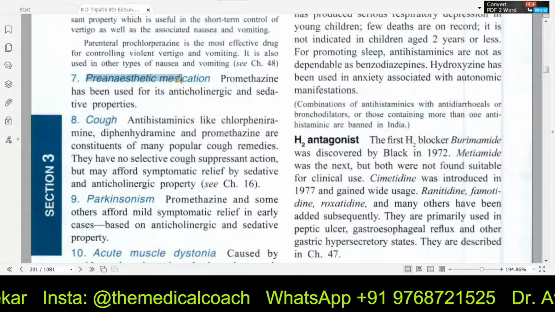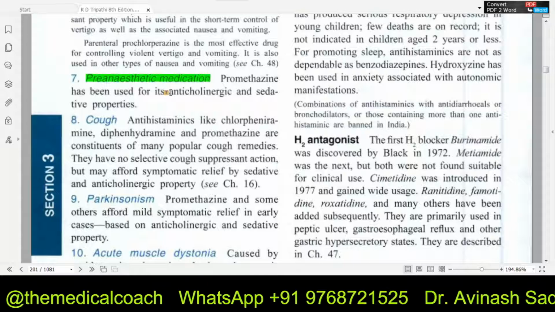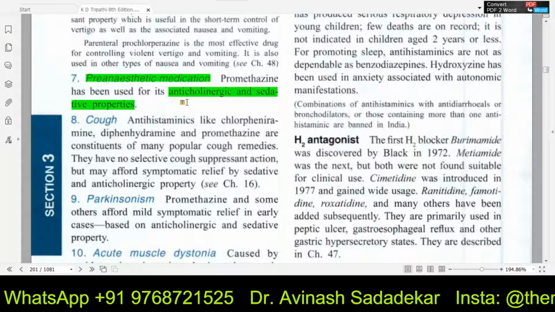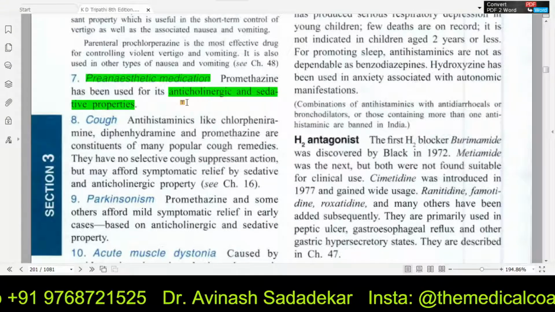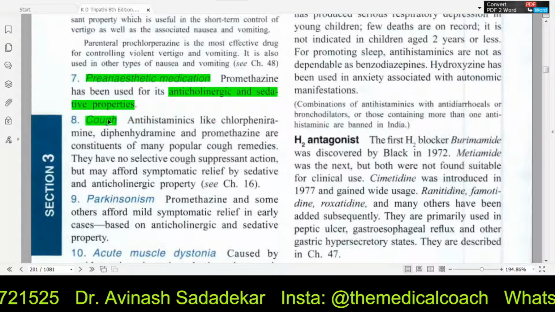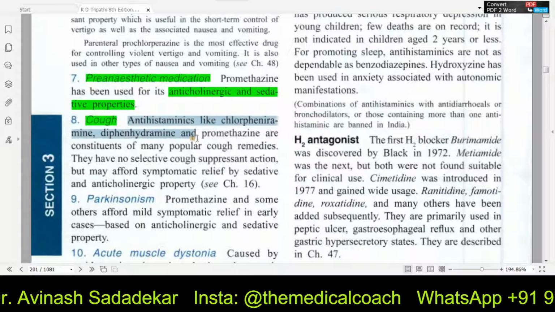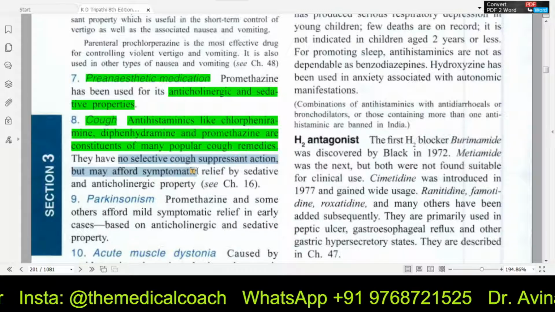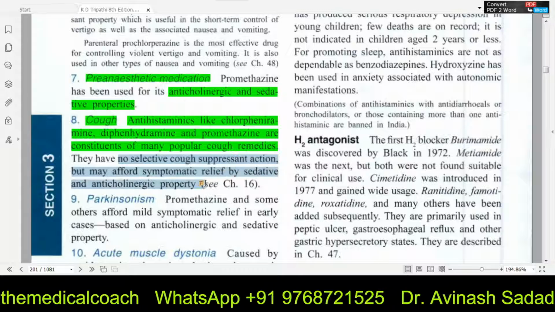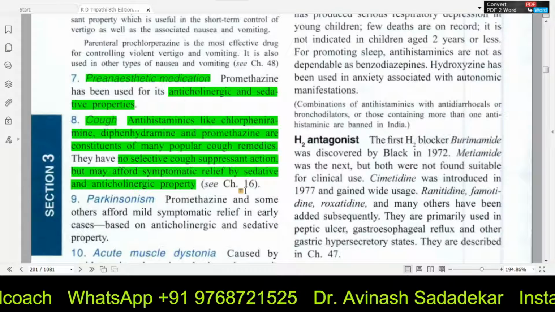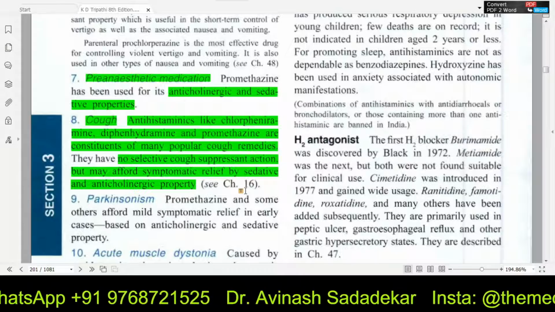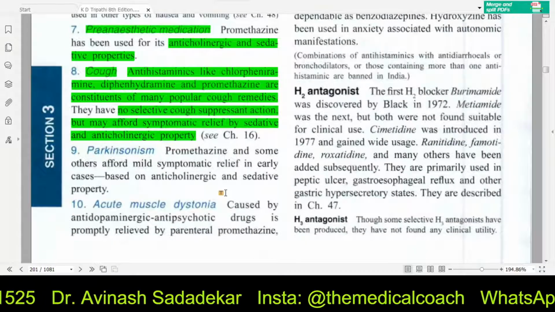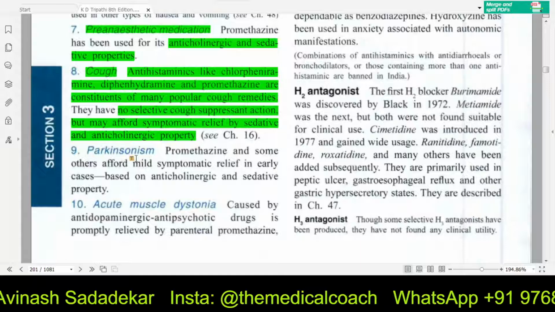Apart from that, pre-anesthetic medication, as its anticholinergic and sedative property will help, but we don't require them right now because the anesthetics themselves are amazing. Sometimes we give it with cough medications. They do not have cough selective properties. They just afford symptomatic relief by sedative and anticholinergic property. So it really does not make sense to give something for its sedative and anticholinergic property. You give something that works on cough.